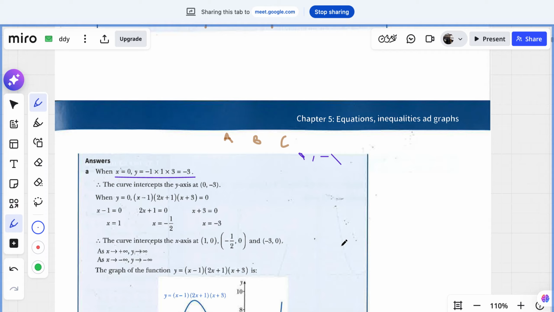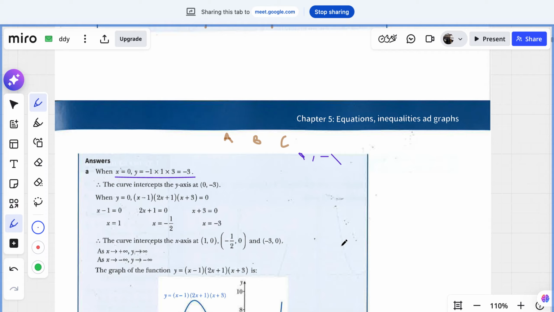You say this is equal to y. However, we say y is 0 when you assume y is 0. When you want to sketch a graph, you first assume x is 0. You get the coordinate point on the y-axis. And then you assume y is 0. When y is 0, you should equate only the first bracket to 0, only the second bracket to 0, only the third bracket to 0, right? So you can get 3 coordinate points here.